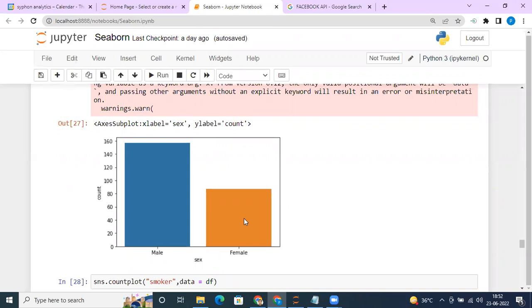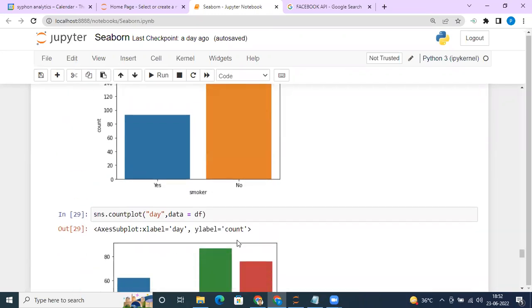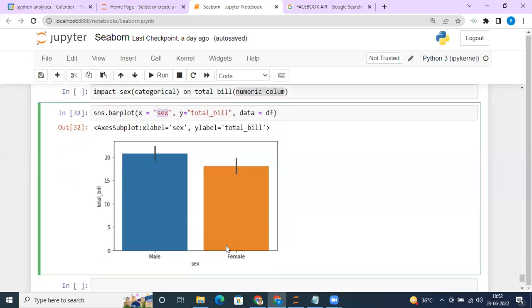Okay, so analyze every aspect of what we are getting here, right? Males are more, females are less. And from here information is also coming: males paid more average bill in comparison to females. And what conclusion can you make? Females spend less, and it's obvious.